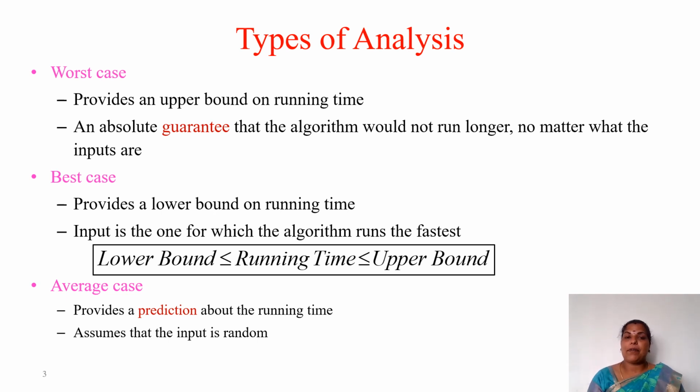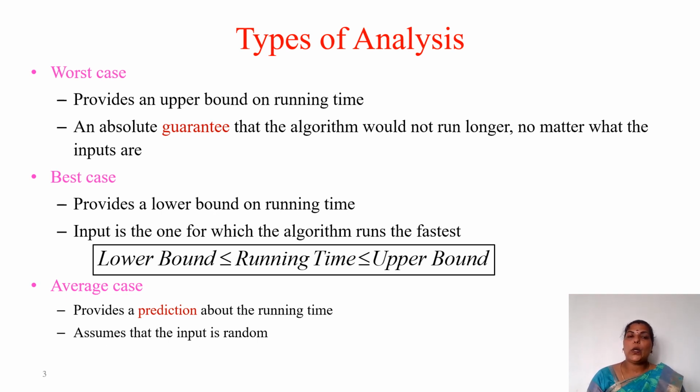Best case provides a lower bound on running time. Here also it doesn't mean the lower bound, the omega notation. This best case analysis provides the lower bound on running time: the input is the one for which the algorithm runs fastest. But for representing the lower bound on the running time, we have the omega notation. Best case is entirely different; that notation is different.